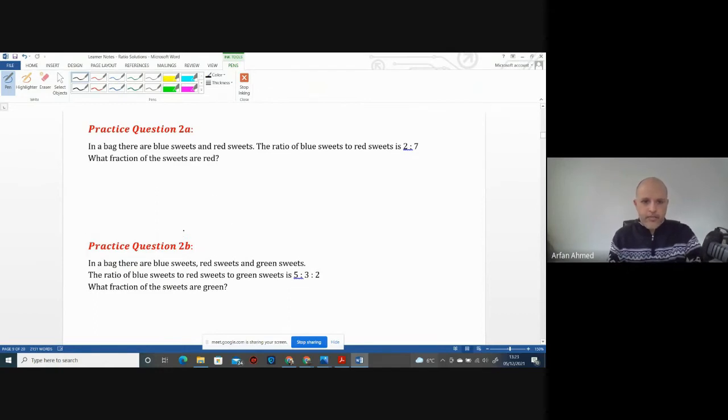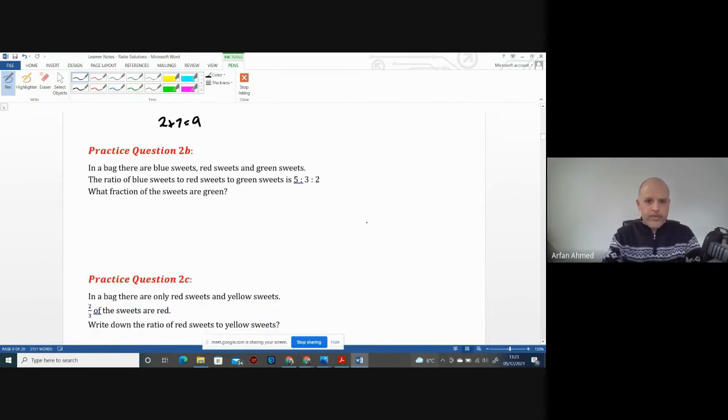So in a bag, there are blue sweets and red sweets. The ratio of blue sweets to red sweets is 2 to 7. What fraction of the sweets are red? Well, there's 7 red out of 9. So you've got 7 out of 9. That's the answer for that one.